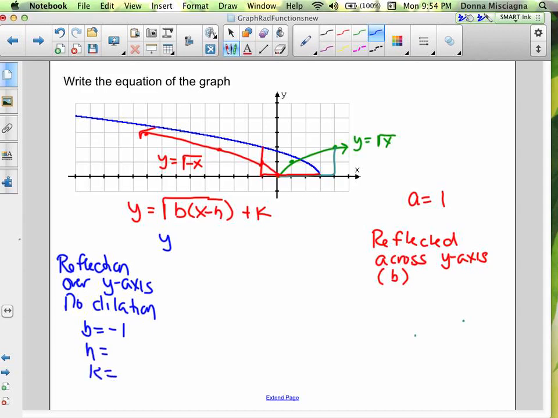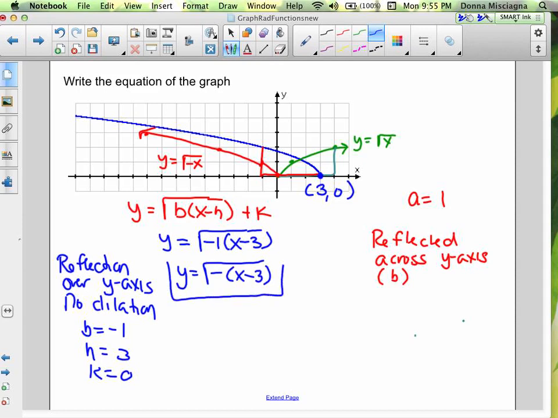H and k are pretty easy. We just identify our key point. Our key point's right there at 3, 0. So k is 0, h is 3. We just got to be careful when we plug it in. Right? So y equals -1, and then don't forget your parentheses, and then it's just x minus 3 because 3 is to the right, and then you don't have to put plus 0. So for our final equation, instead of putting a -1, we can just make it negative, x minus 3, and there we go. There's our equation. We did it.